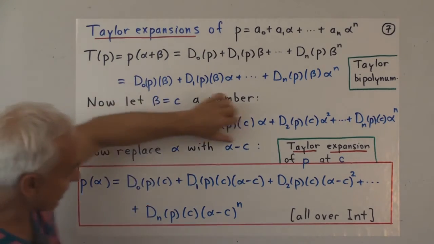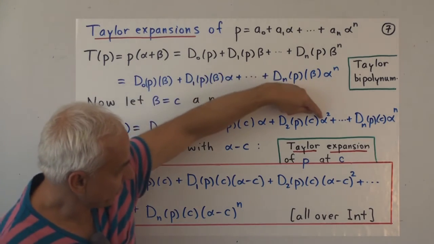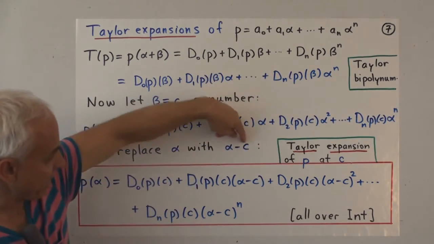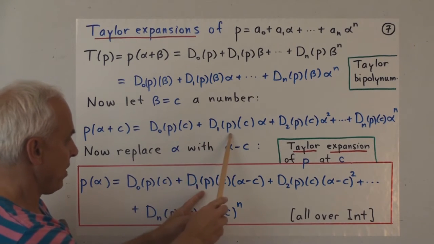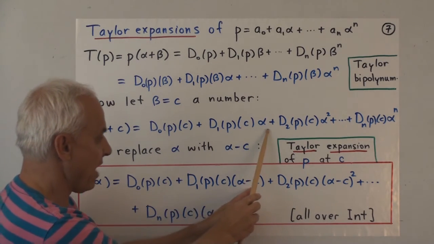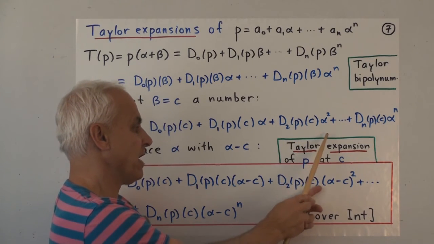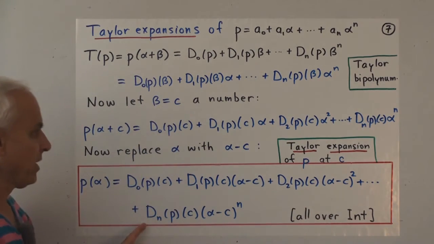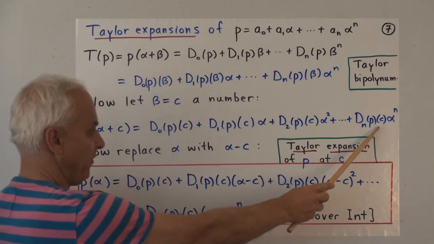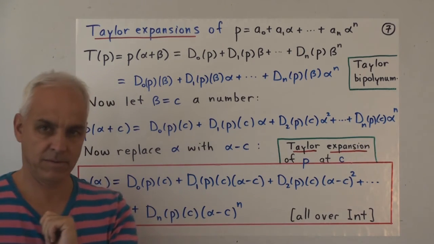What happens to the right-hand side? Well, we just have to go through and replace all the alphas with alpha minus c. So we get d0 of p of c plus d1 of p of c times alpha minus c plus d2 of p of c times alpha minus c squared plus all the way up to dn of p of c times alpha minus c to the n.